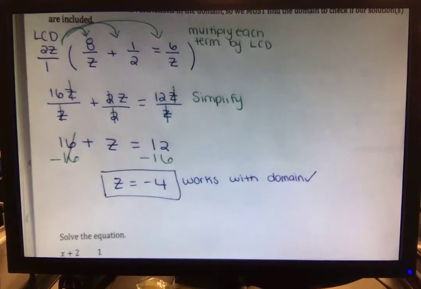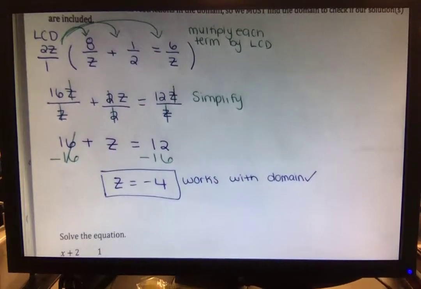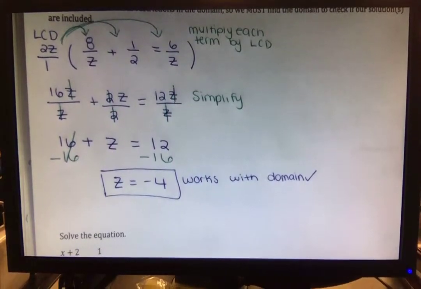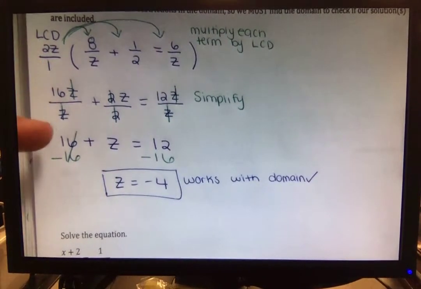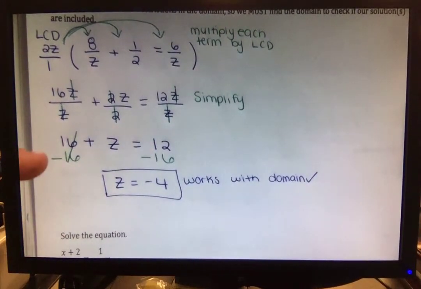So if you want them to all have a common denominator, you can do it that way too. That's the way my math lab does it. I like to go ahead and get rid of the fractions as soon as possible, so I multiply everything by the LCD, simplify, and then I'm left with one single equation which I can solve out just like normal.